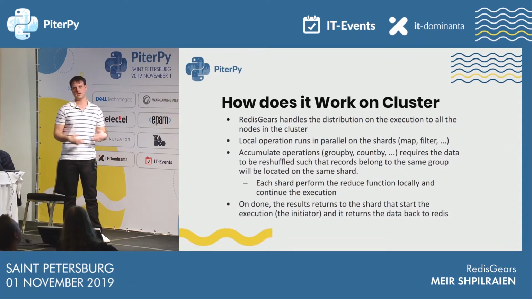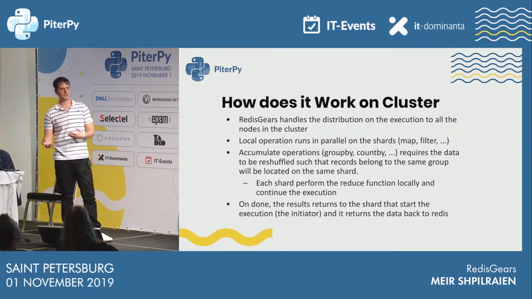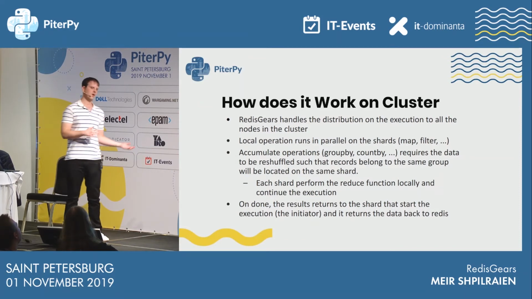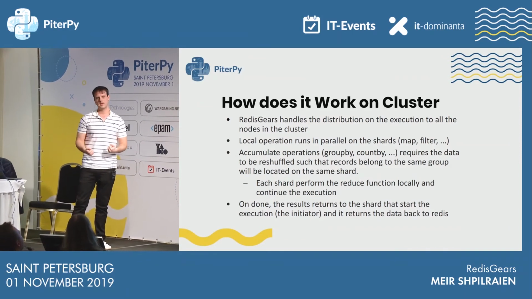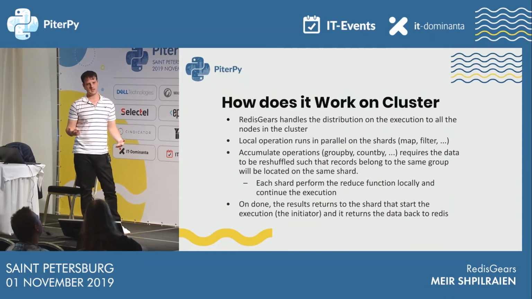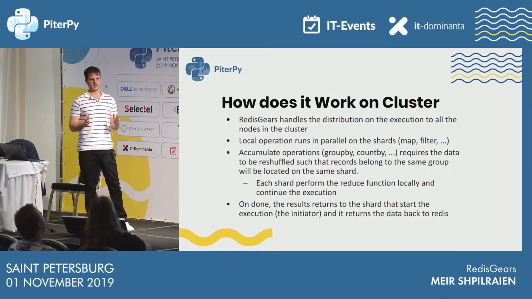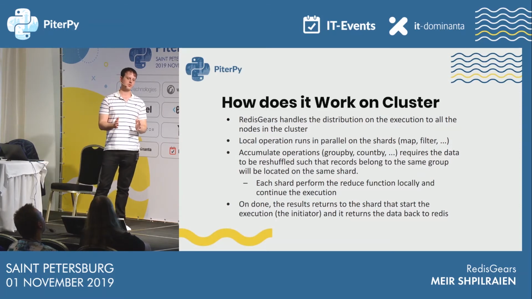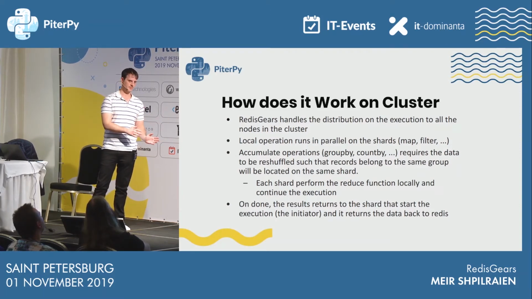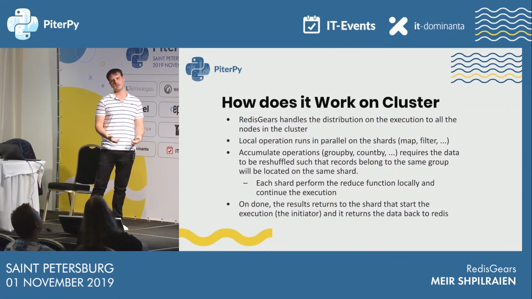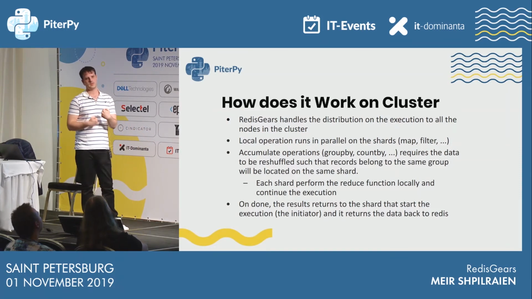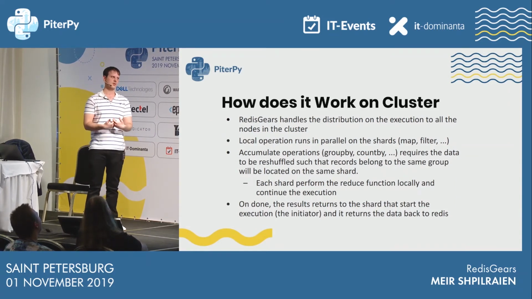all those operations that can be calculated locally are handled locally on each shard. And then if you have a count by operation, or a group by operation plus reducers, then we start to shuffle the data such that records that belong to the same group will be located on the same shard. And after that, we can perform the reducer. If the reducer is count, we can now count all the values, because we know that those values are located on the same shard.